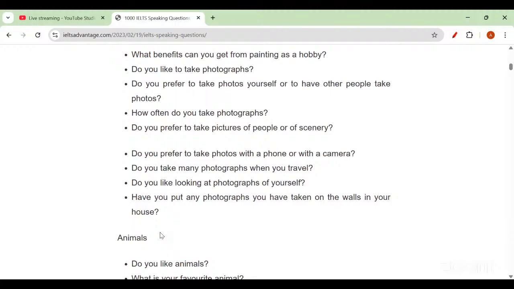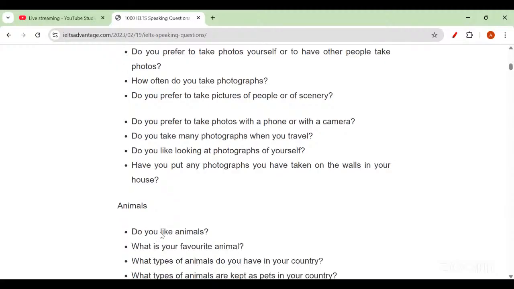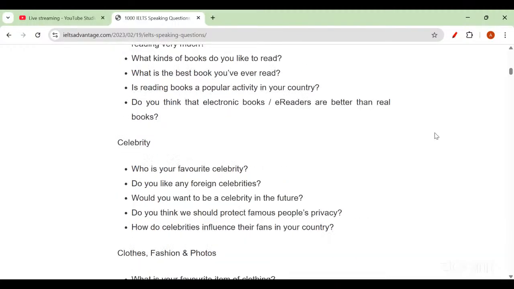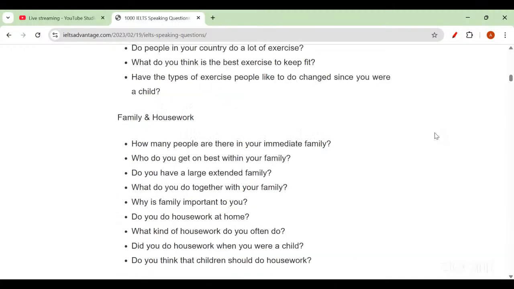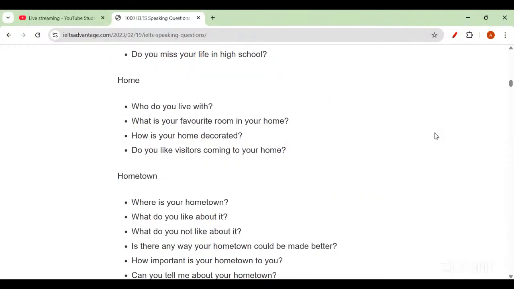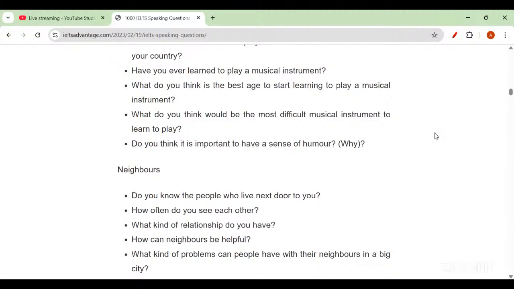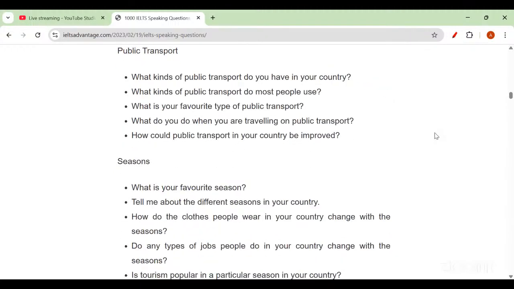In part one, he might ask you questions from four different topics, 10 to 12 questions. After that, it will give you part two. In part two, it gives you a cue card that is shown on your screen, and it also gives you a pen and paper to take notes. Let me show you what it looks like.